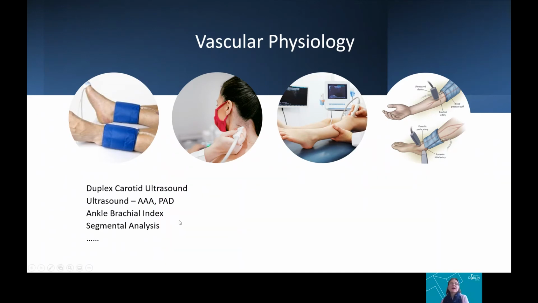So you'd be looking at blood pressures at different points in the body, and that can give information that's key to some diagnosis, or segmental analysis.